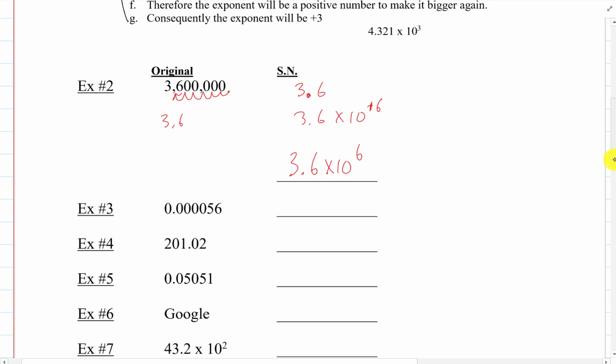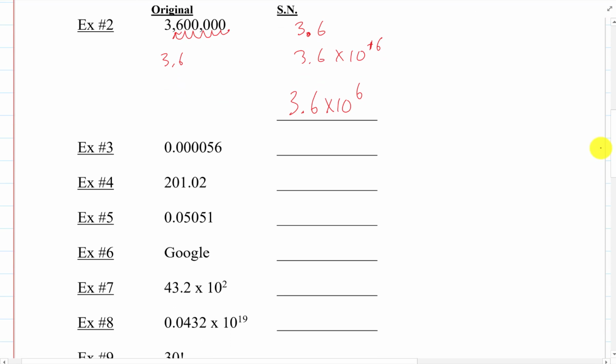Okay, now example number 3, it's 0.000056. We write down 5.6, but then how do we do it? We moved it 1, 2, 3, 4, 5 that way. So that's going to be times 10 to the negative 5.